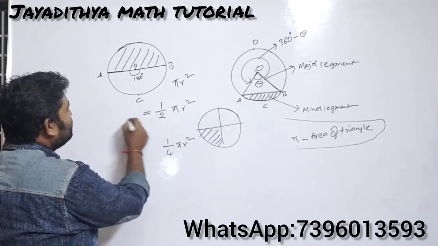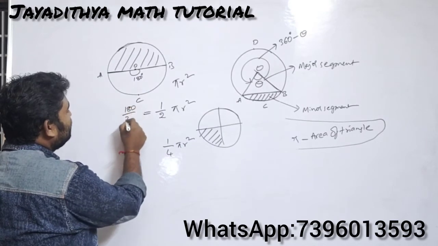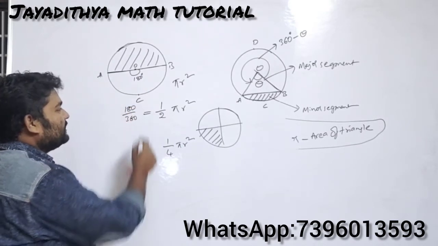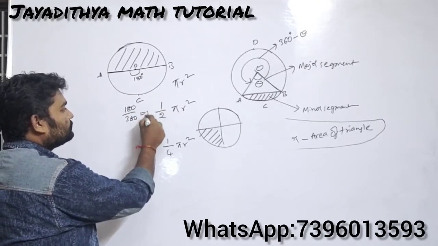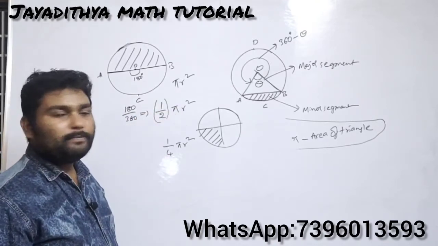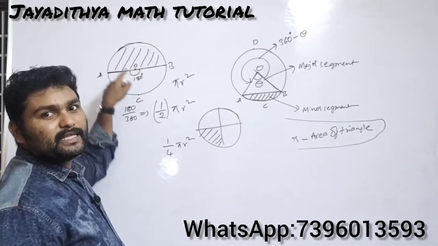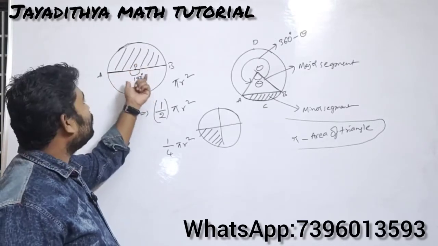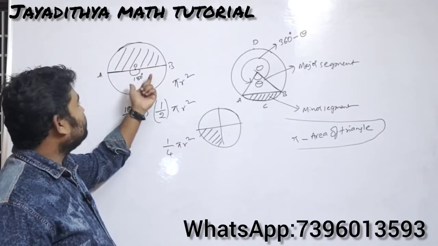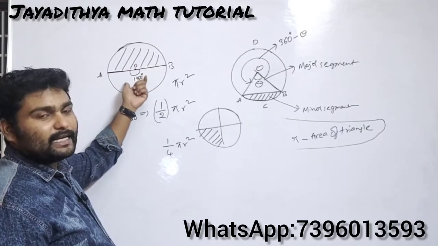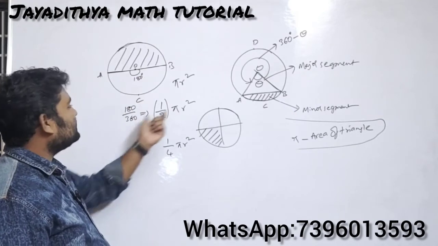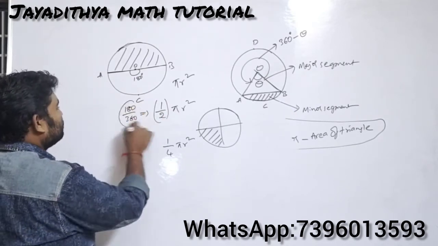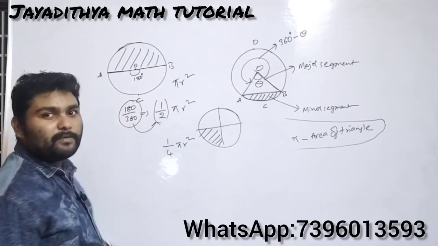So can we write this one as 180 by 360? 1 by 2 is nothing but 180 by 360. Clear? In this way you got 1 by 2 now. Why? Because 360 degrees means it is the complete circle, but we are not considering the complete circle here, only 180 degrees. So if you consider 180 degrees, then the answer is 180 by 360 into pi r square. This is the reason for getting 1 by 2 here.